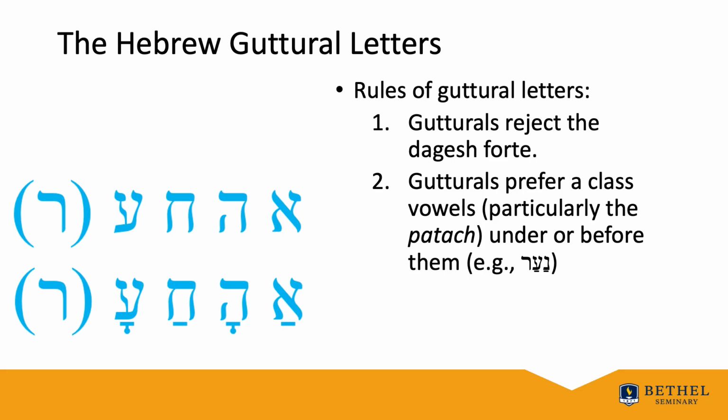The second rule to know is that gutturals prefer A-class vowels. I like to say that gutturals are great students. They take nothing less than an A for a grade. They are A students. So gutturals prefer A-class vowels, whether that be a patach or a kamatz. And you can see the word here, na'ar, which means young boy or youth. Under the ayin, there's a patach.